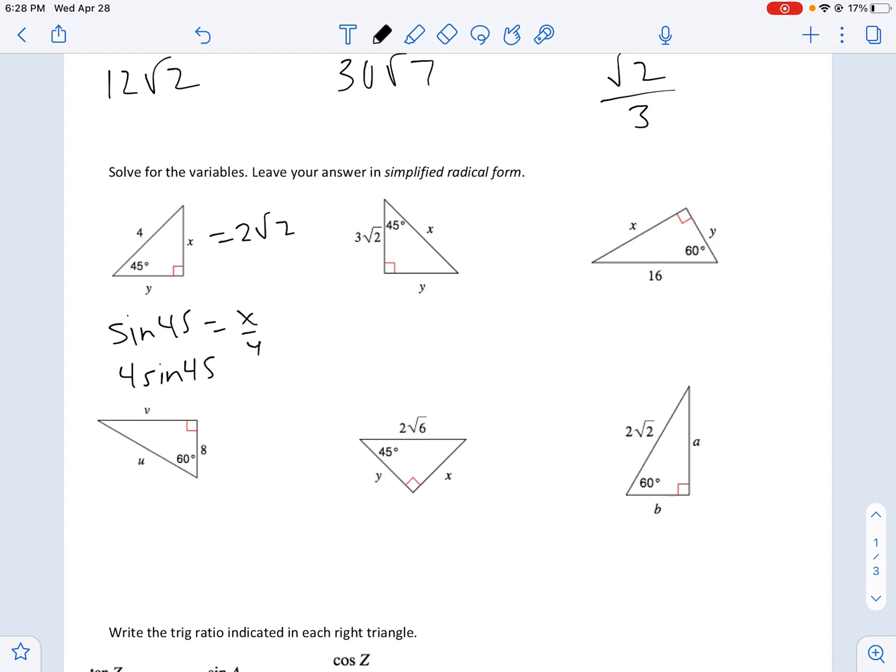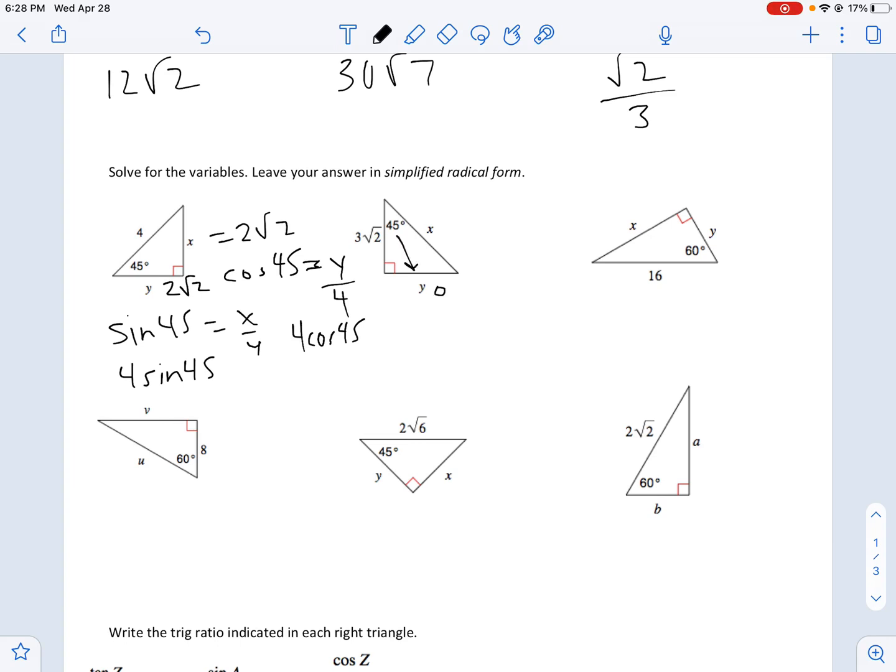Y is cosine. So we get cosine 45 equals adjacent y over hypotenuse 4. So you get 4 cosine 45, which is also 2 square root of 2. Don't forget, you can use Mathway. All right, let's keep going.